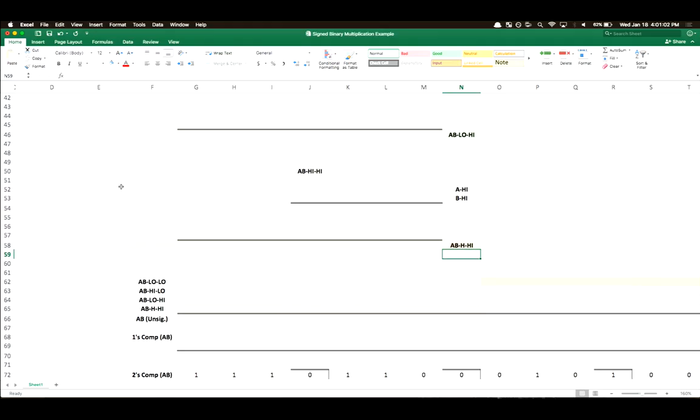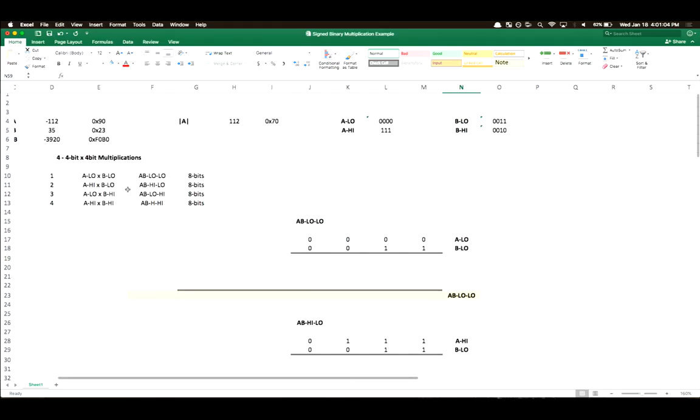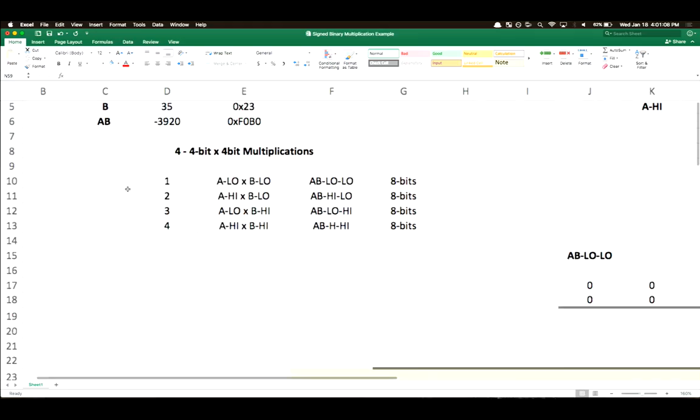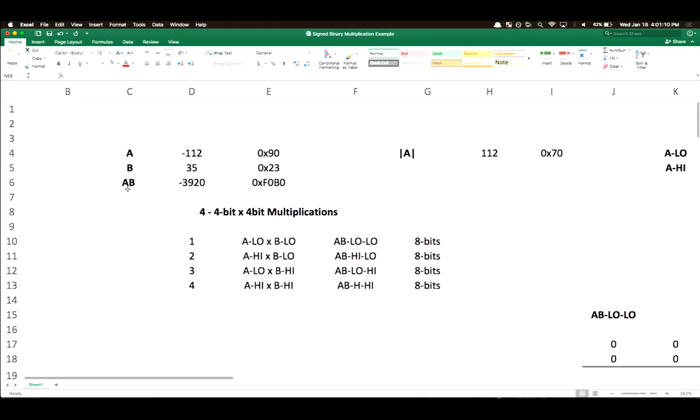7, which is 111. This is the one that gives you minus 8. I understand, but the thing is, how is this handled? Okay, I'm going to give you a brief write-up.